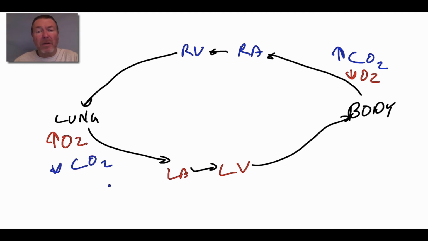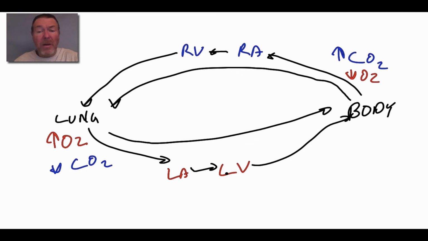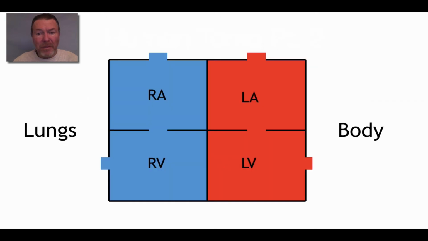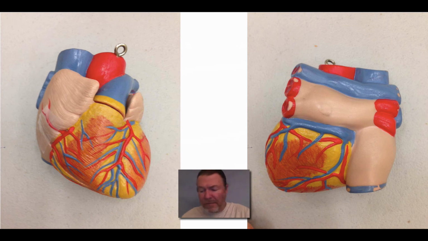It's just a circle. It goes around again. From the body, high in carbon dioxide, low in oxygen, it comes around this way to the lungs. From the lungs, it's going to pick up the oxygen and get rid of the carbon dioxide. What you have to remember is that it goes from the body, right and then left. It's the same exact thing. Okay? So, all right, this is the heart.